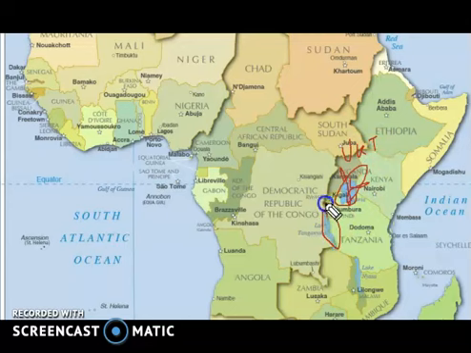You can see this Lake Tanganyika. It is the world's second deepest lake. Write me in comment section that it is the world's deepest lake. Okay, this is Democratic Republic of Congo.